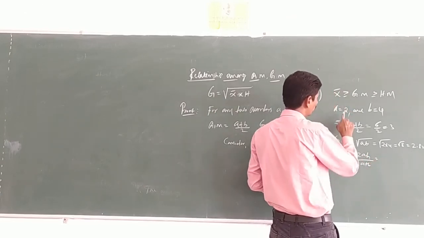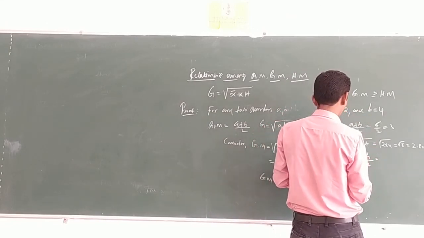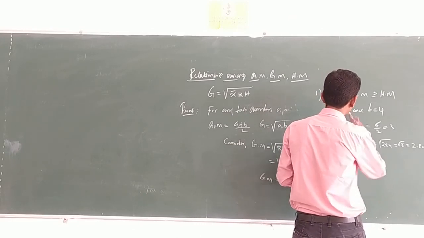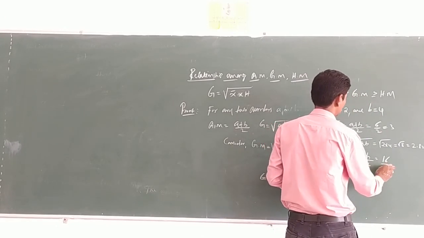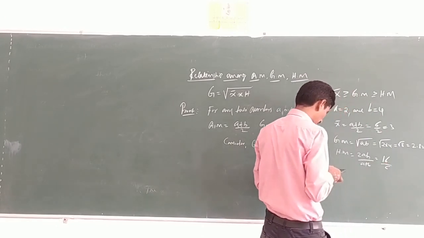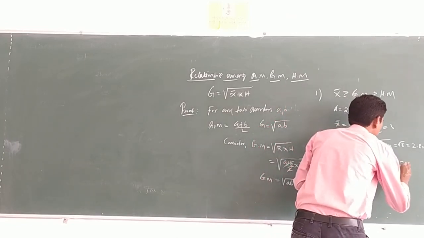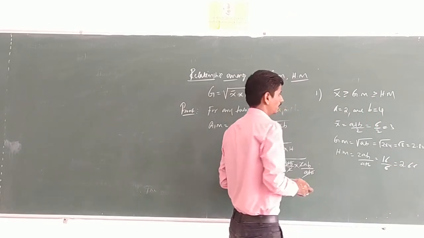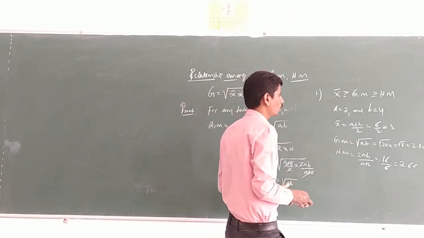The next, HM, that is 2AB divided by A plus B. 2AB: 2 into 2 is 4, 4 into 4 is 16, divided by A plus B, that is 6. Okay, 16 by 6, then we will get 2.66. Here, X bar is 3, geometric mean is 2.82 and harmonic mean is 2.66.